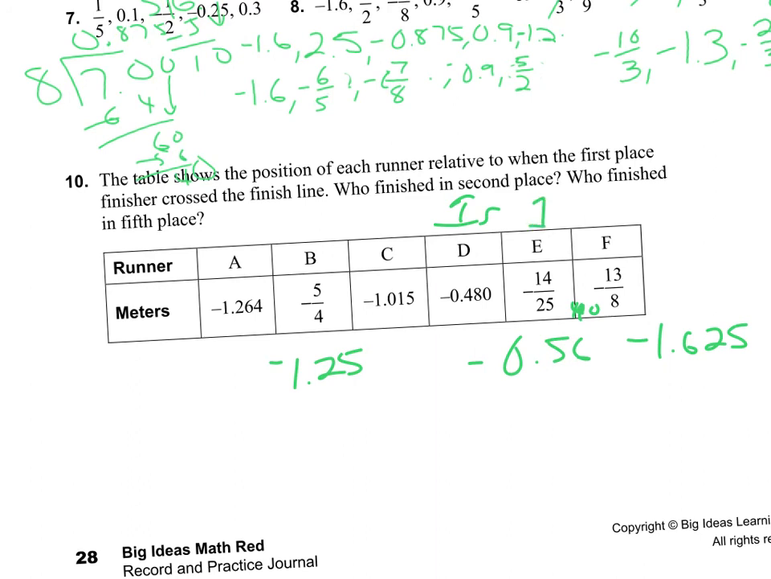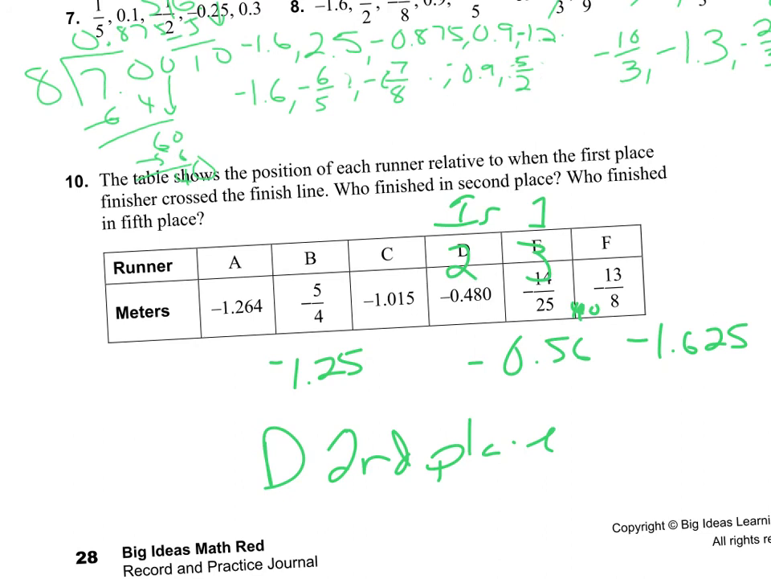Nope, that's a negative 1.625. That's farther away. So it's between these two, and negative 0.48 is closer to 0. So D is your second place winner. If we go third, it has to be the next closest to 0, so this has to be third. And then we go to the negative 1 point somethings.